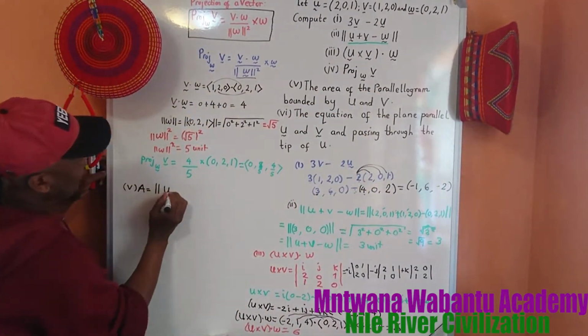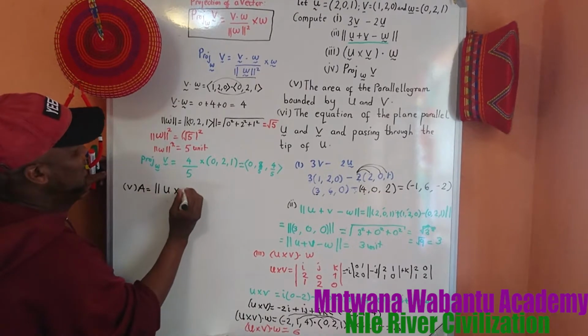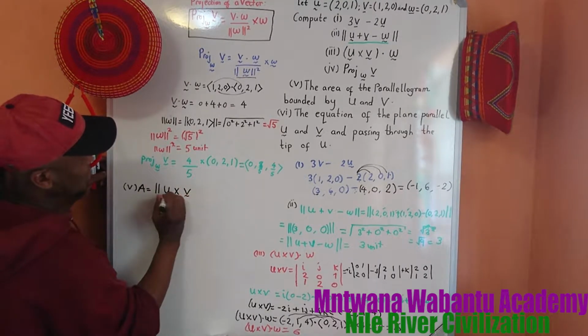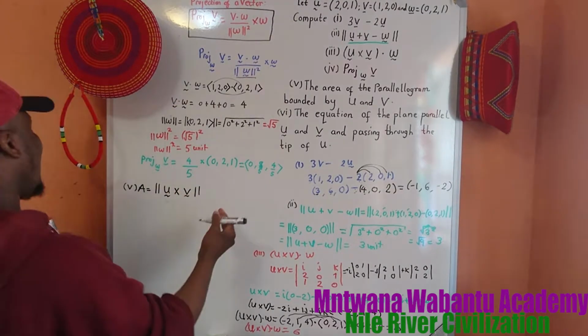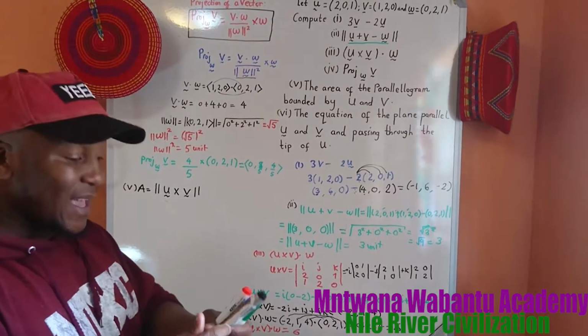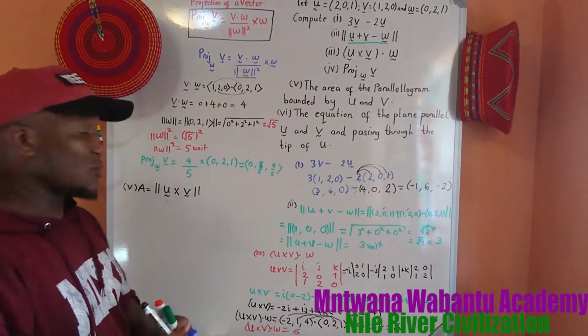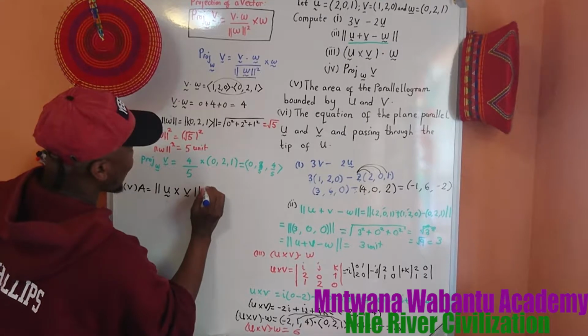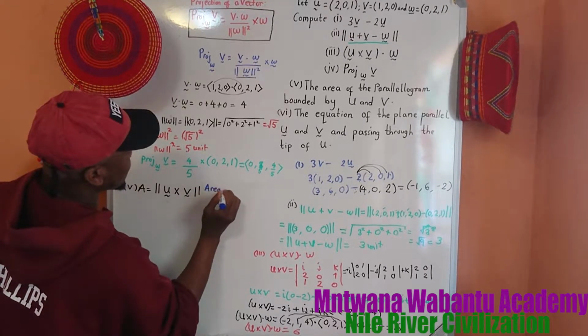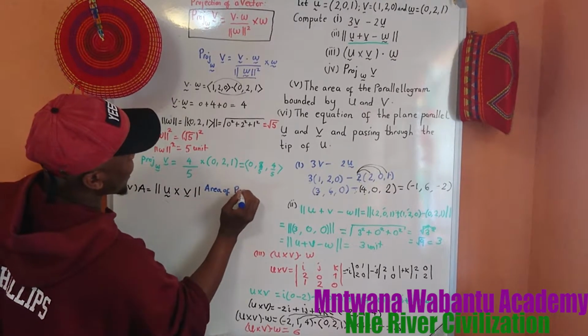So you cross the vectors, and you find the magnitude of the result. This is the formula that's going to help you get the area of the parallelogram bounded by U and V.